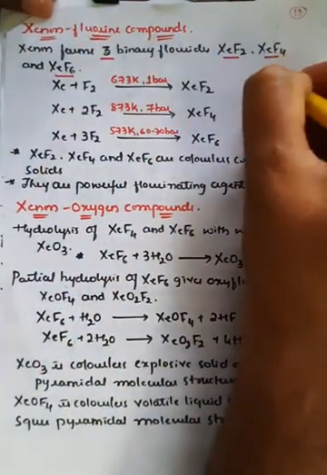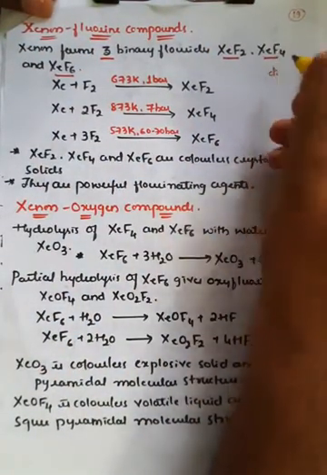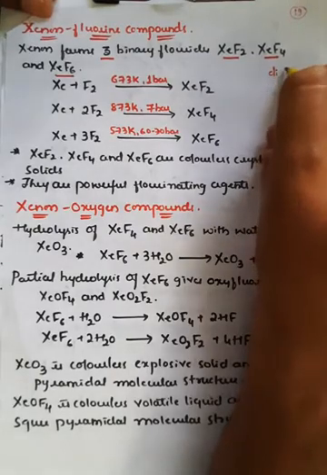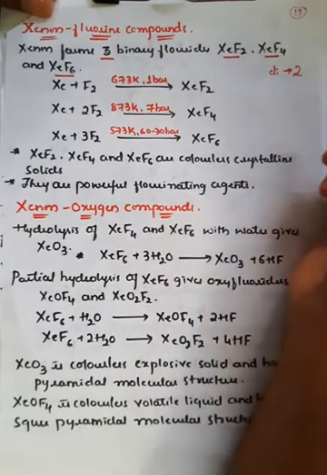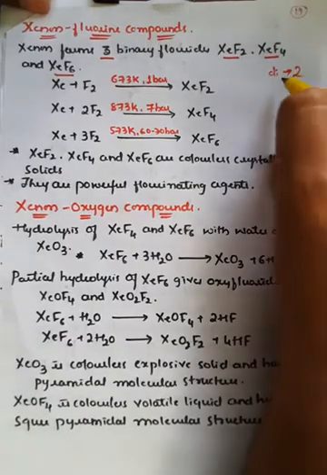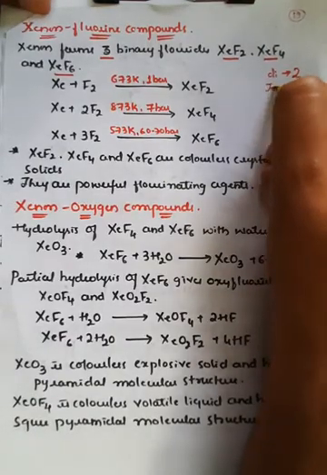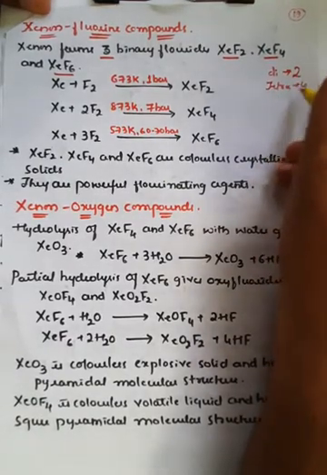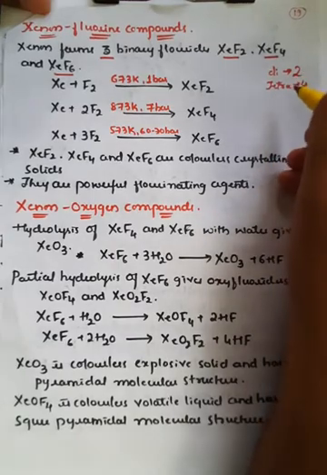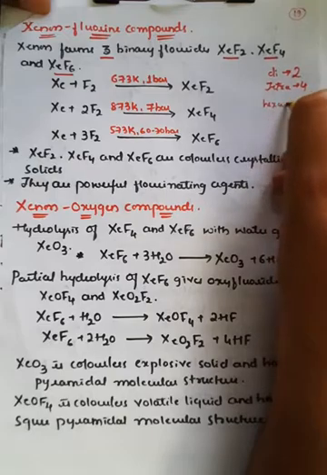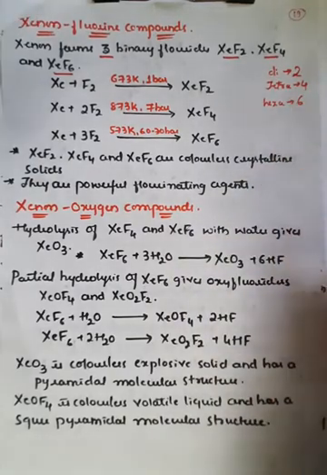It can be in the form of xenon difluoride. Whenever it bonds with 2 fluorine atoms, it will be difluoride. Whenever it bonds or reacts with 4 fluorine atoms, we will call it a tetrafluoride. So 4 fluorine atoms are bonded with the xenon, and it may be in the form of hexafluoride also. Whenever it bonds with 6 fluorine atoms, we will call it xenon hexafluoride.